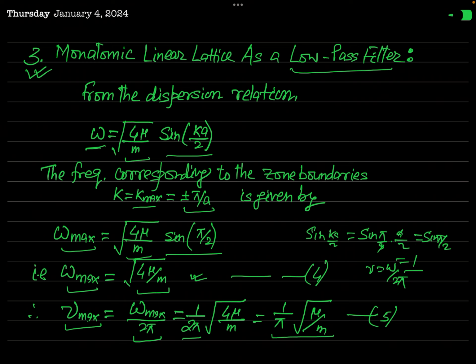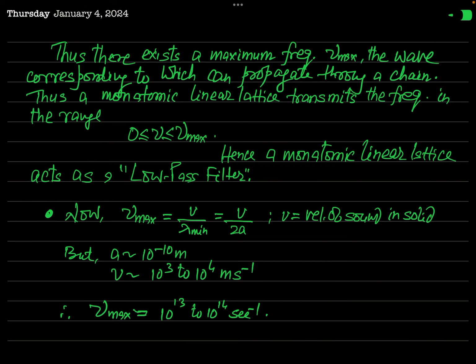This is 1 over pi times root over mu by m. So this is the maximum frequency that can be passed through this linear lattice. This is the upper limit, or you can say this is the cutoff frequency. So our monatomic linear lattice will allow only those frequencies which lie between 0 and nu max. There exists a maximum frequency nu max, the wave corresponding to which can propagate through a chain.